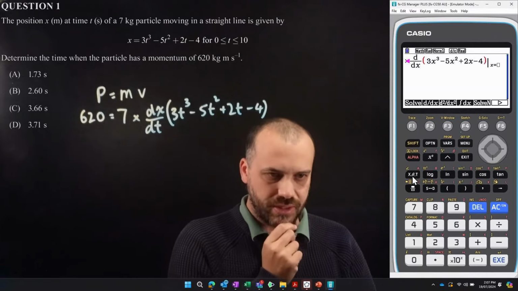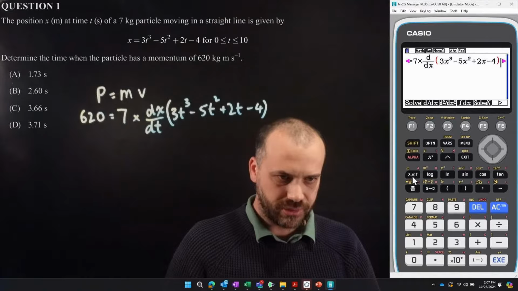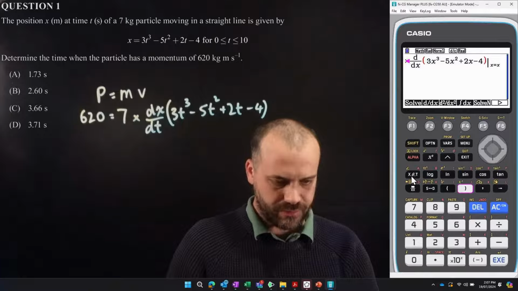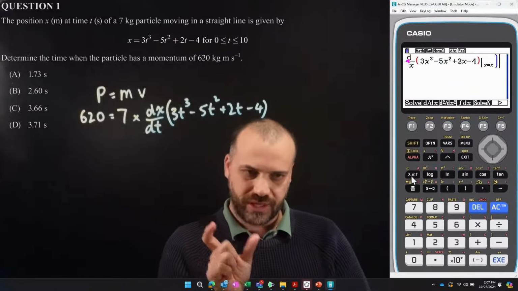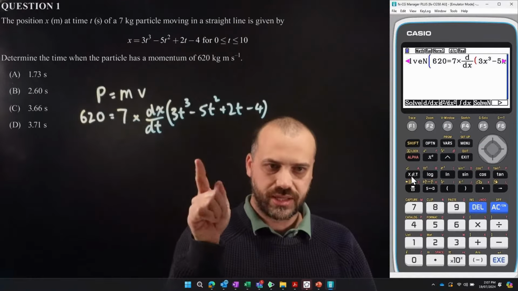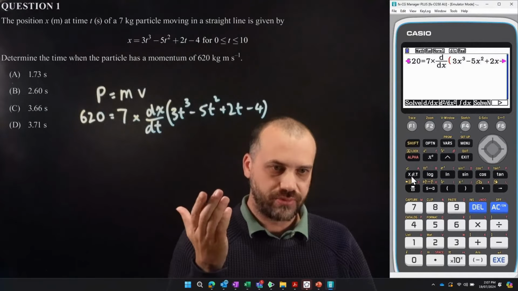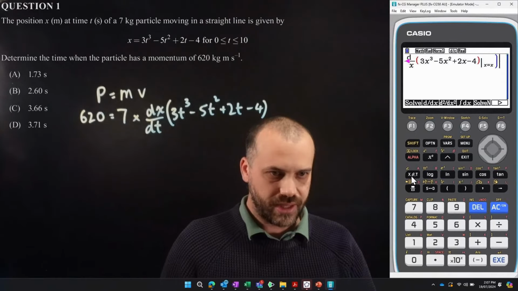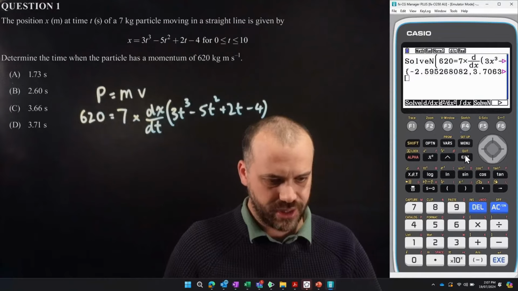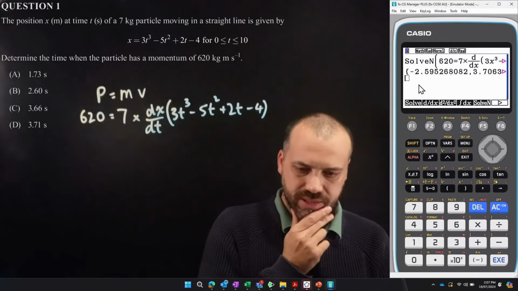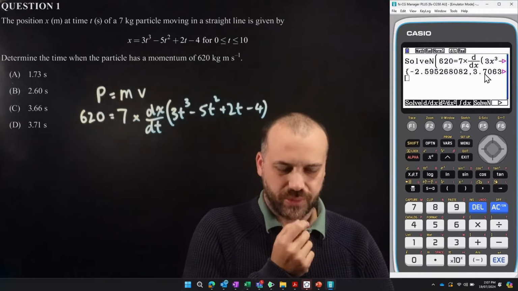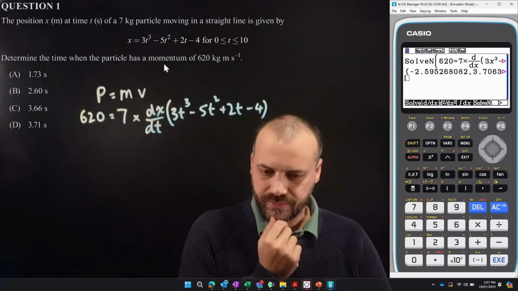All right, last little bit here, we've got to go a little bit further. We've got to put a little x in there, and then close up our bracket that goes with the solve. So the whole thing is we're solving 620 equals 7 times the derivative, and then we've typed in our function. Okay, and then enter. Okay, more solutions might exist. Exit. And we get two answers here, negative 2.59 and positive 3.706, 3.71.